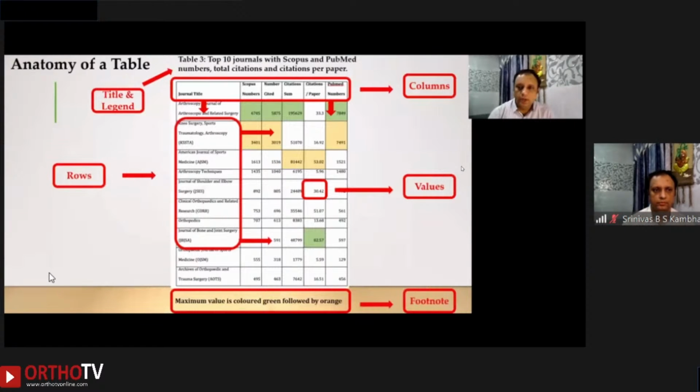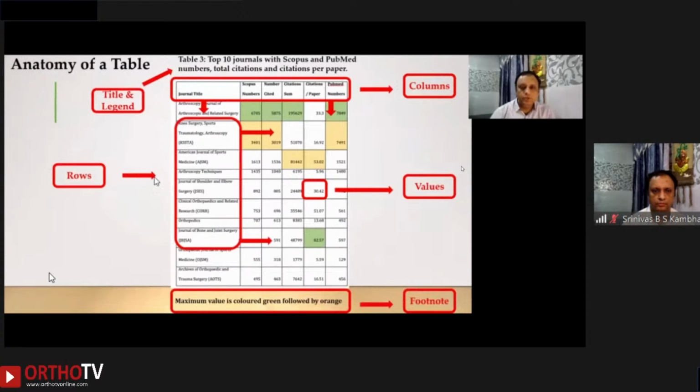Let's look into the anatomy of the table. Parts of the table are given here. The title helps the reader understand what information is recorded. It is advisable to give the variables in the title. Columns are vertical divisions and rows are horizontal divisions. The first row usually has column headings, and column headings are the variables presented.